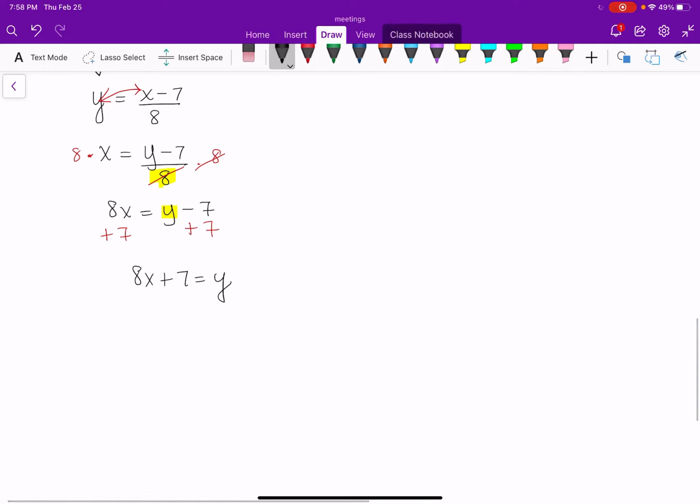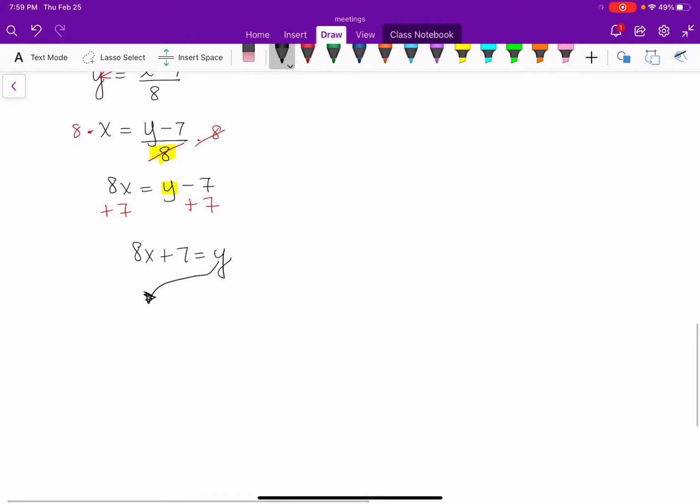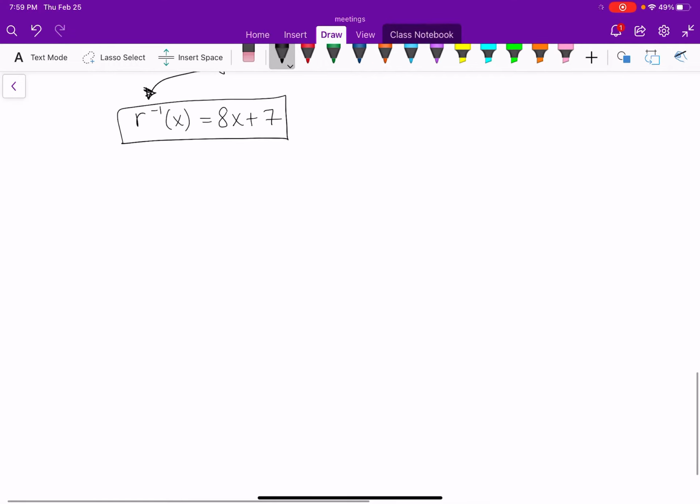So again, remember, we're going to replace this y with our function. Remember that our function had a letter r in front of it. So when we do our replacement here, we're going to do r -1 of x is equal to 8x plus 7. And this would be our answer for this problem. Okay, I've got one more fraction one to do. It's probably the hardest one of all of the problems. So it's number 3 here.